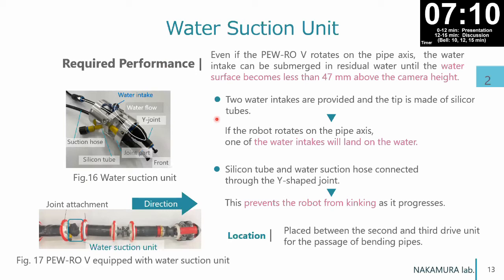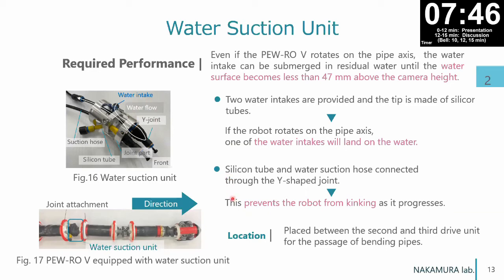It has two design points. First, two water intakes are provided and their tips are made of silicon tube. From this, if the robot rotates on the pipe axis, one water intake will land on the water. Second, the silicon tube and the water suction hose are connected through a Y-shaped joint. From this, kinking of the suction hoses was prevented as the robot progresses.